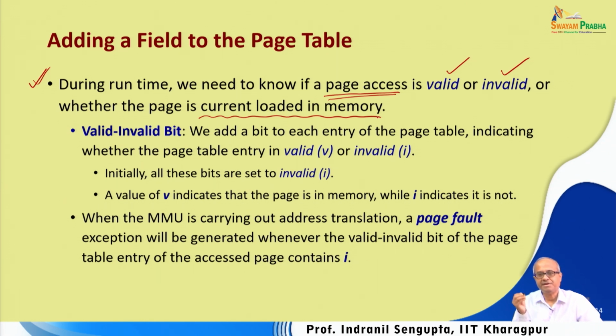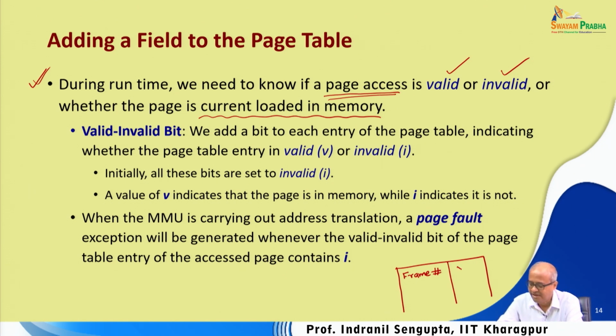So, it is a decision whether the page is currently loaded in memory or not. This is typically done by adding one additional field. For example, you know how the page table was there. Earlier the page table contained only one field, the frame number, but now we have this frame number as one field, and there is another field we are adding, valid or invalid.